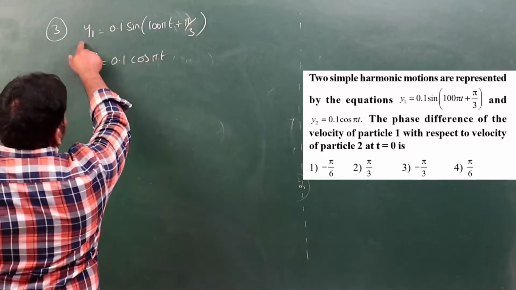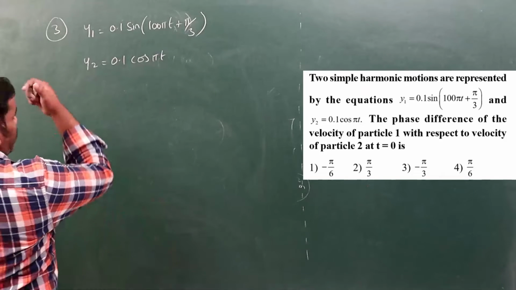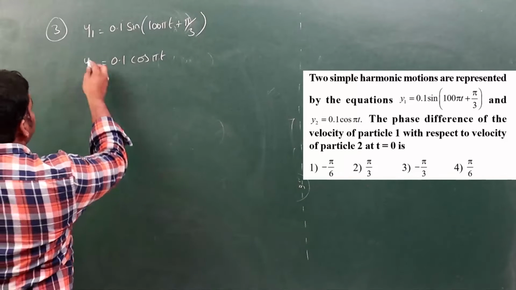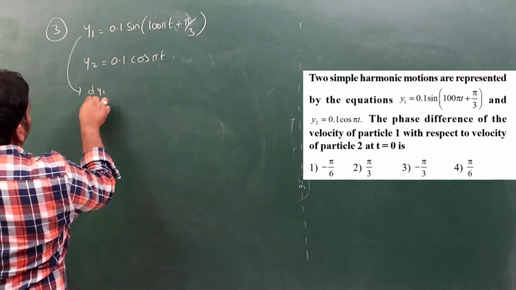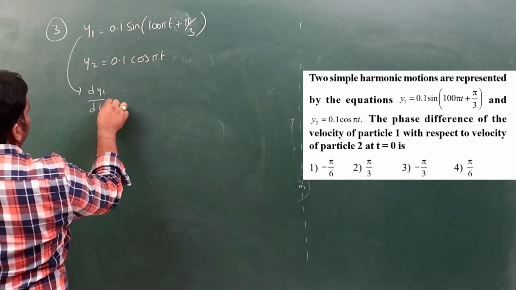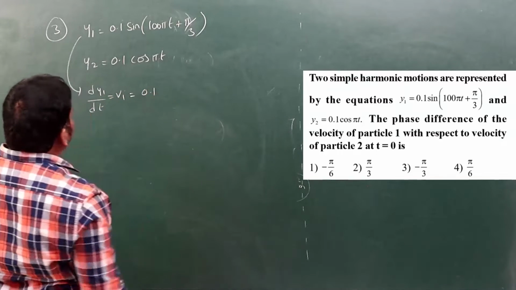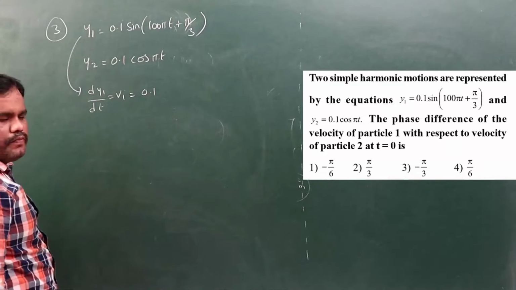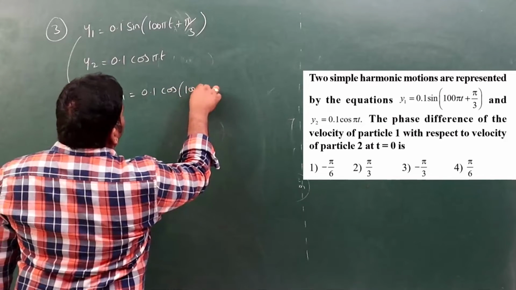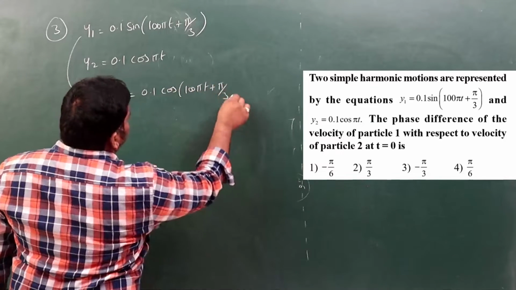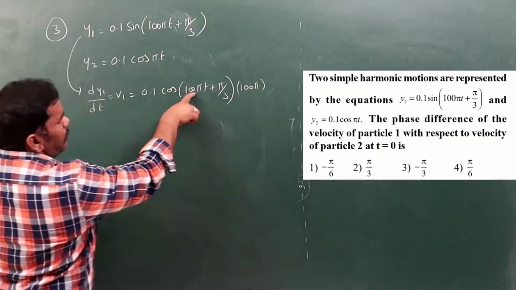So here the displacement equations are given. We are finding velocities. The rate of change of displacement is nothing but velocity. This can be written as dy1 by dt is equal to v1, that is equal to 0.1, differentiation of sin theta is cos theta, cos of (100 pi t plus pi by 3) into 100 pi, because of 100 pi t.